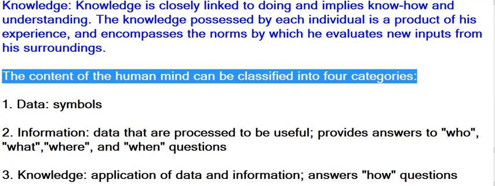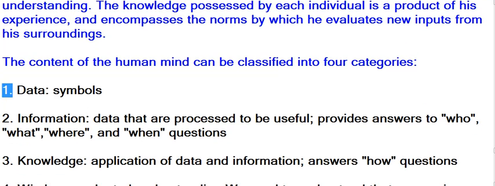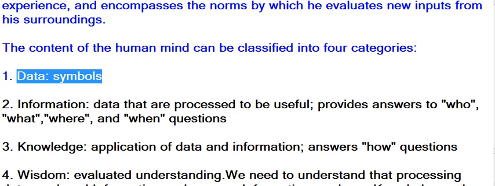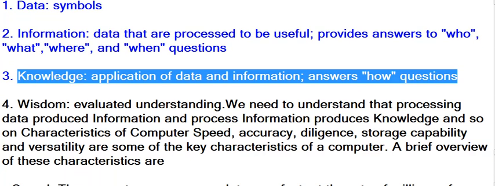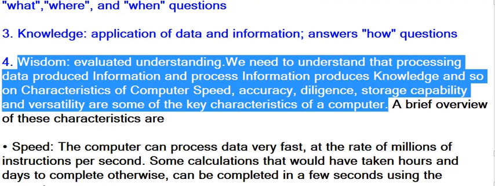The content of the human mind can be classified into 4 categories. 1. Data, symbols. 2. Information, data that are processed to be useful, provides answers to who, what, where, and when questions. 3. Knowledge, application of data and information, answers how questions. 4. Wisdom, evaluated understanding. We need to understand that processing data produces information and processing information produces knowledge and so on.